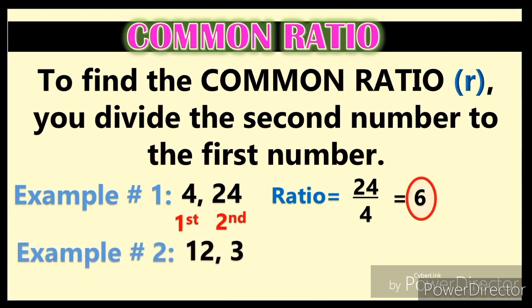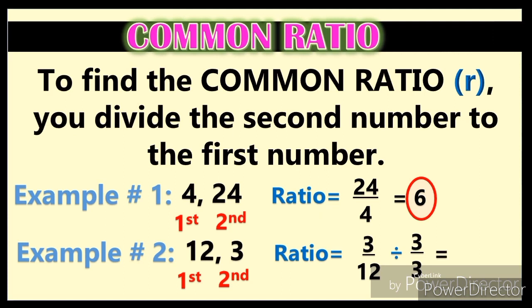Next, we have number 2: 12 and 3. The first number is 12, the second number is 3. To find the ratio, we divide the second number by the first number. So we have 3 over 12. We cannot divide 3 by 12 evenly, so we simplify by dividing both numerator and denominator by 3. So the common ratio is 1/4.